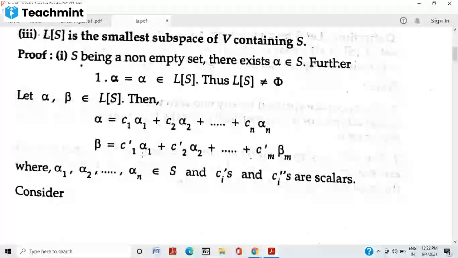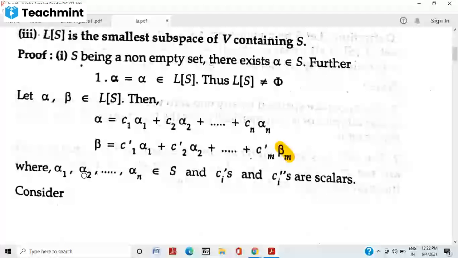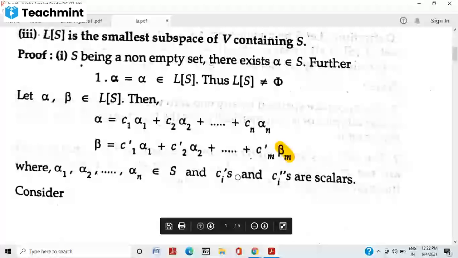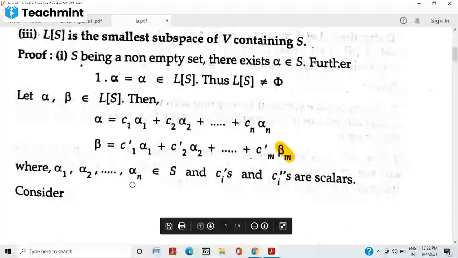Then beta is also a linear combination of which elements? Alpha 1, alpha 2, etc. Sorry, it is not beta m, it should be alpha n only. I am not able to change it here. It should be alpha n itself because the same vectors are there, alpha 1, alpha 2, etc., alpha n. Alpha we can write as C1 alpha 1 plus C2 alpha 2 plus Cn alpha n, where alpha 1, alpha 2, etc., alpha n belong to S.